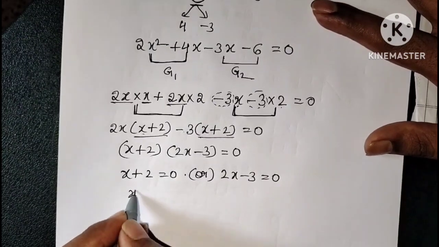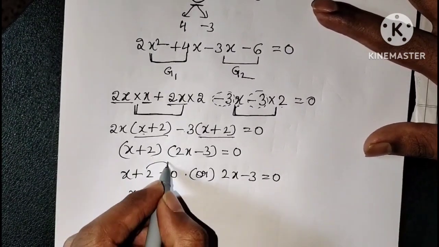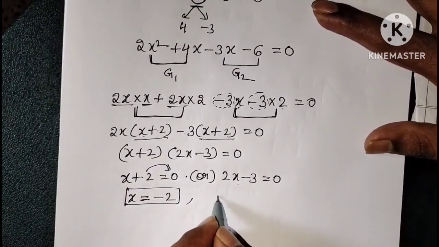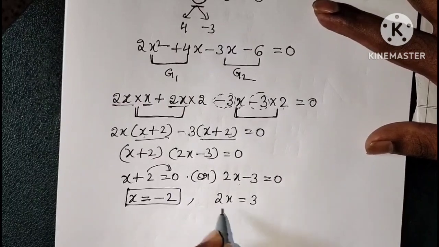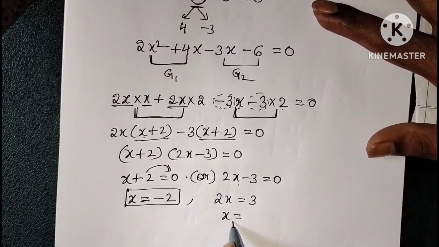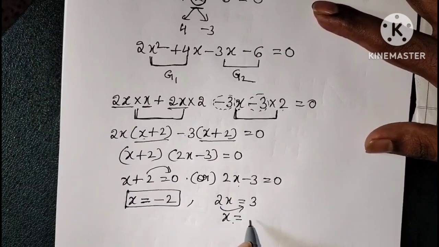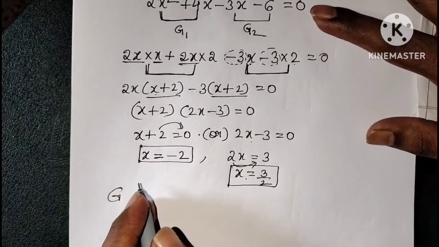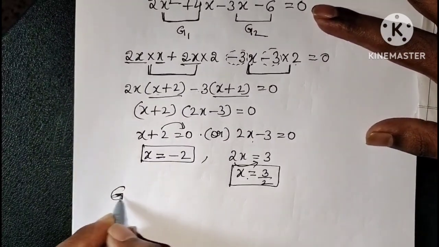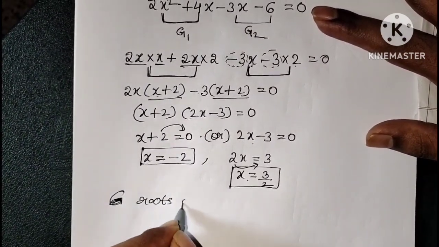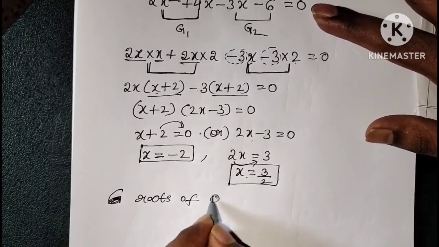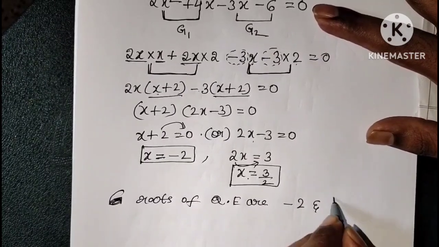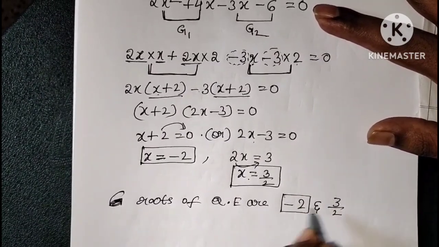From this equation we will get x is equal to, transpose plus 2, we get minus 2. And from this equation transpose minus 3, you will get plus 3. And we need only value of x, value of the variable. So transpose 2, multiplication becomes division, x equal to 3 by 2. Therefore roots of given quadratic equation are minus 2 and 3 by 2.